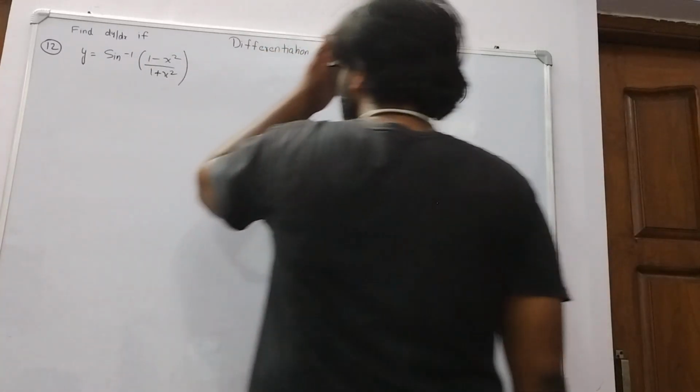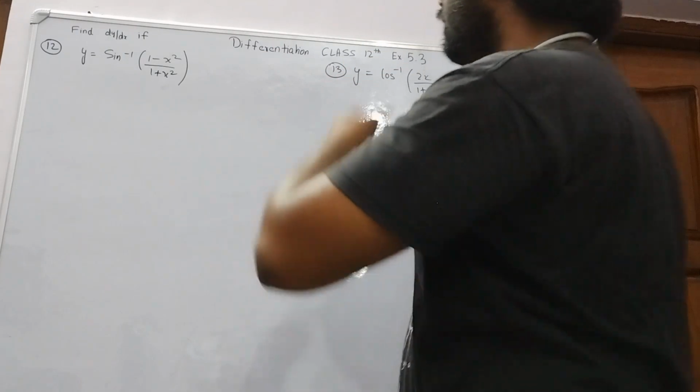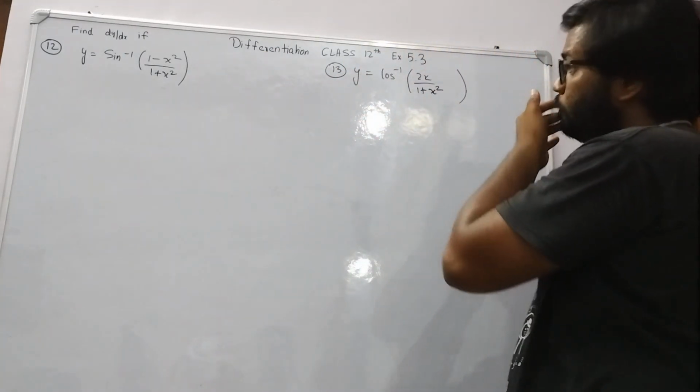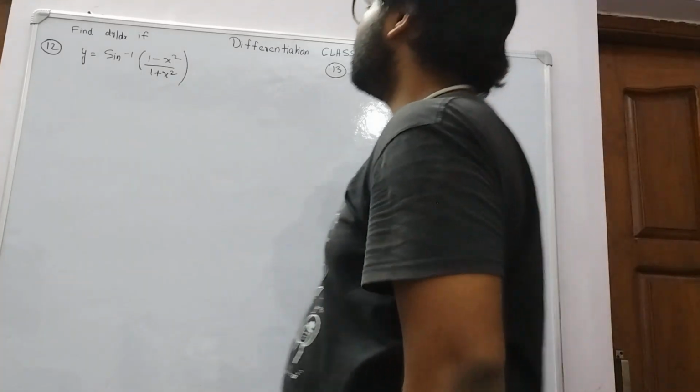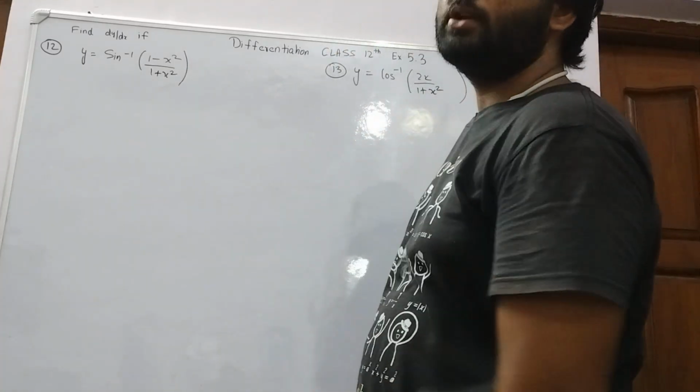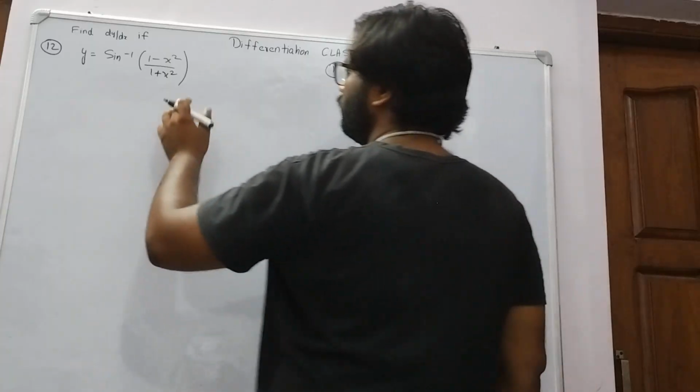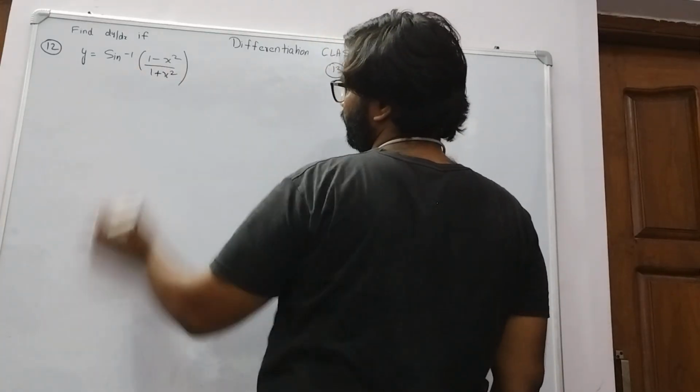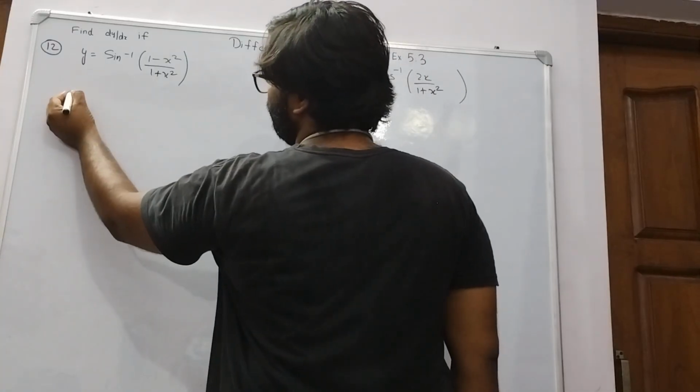Okay, now let's move on to question number 12. It says differentiate y equal to sine inverse 1 minus x square upon 1 plus x square. Now, we have already done this part in one of the previous questions.